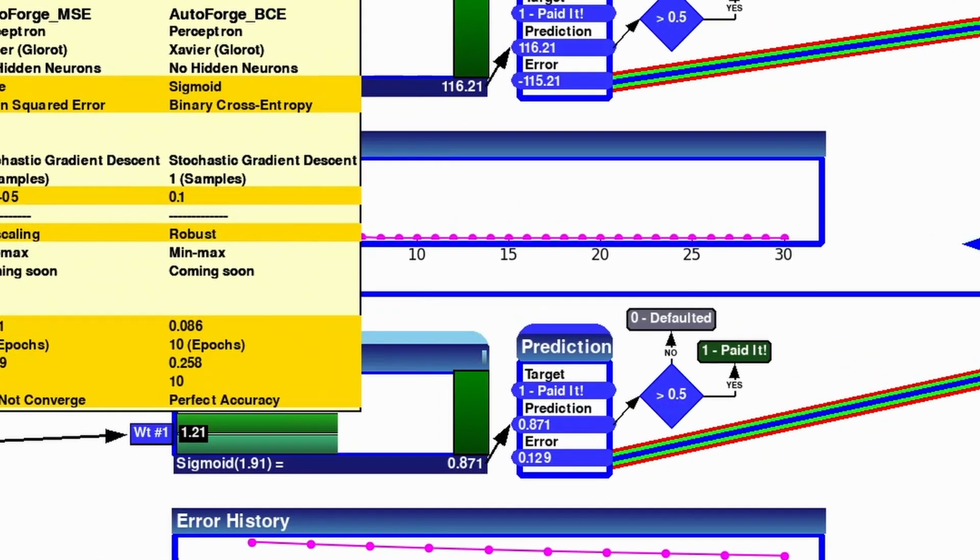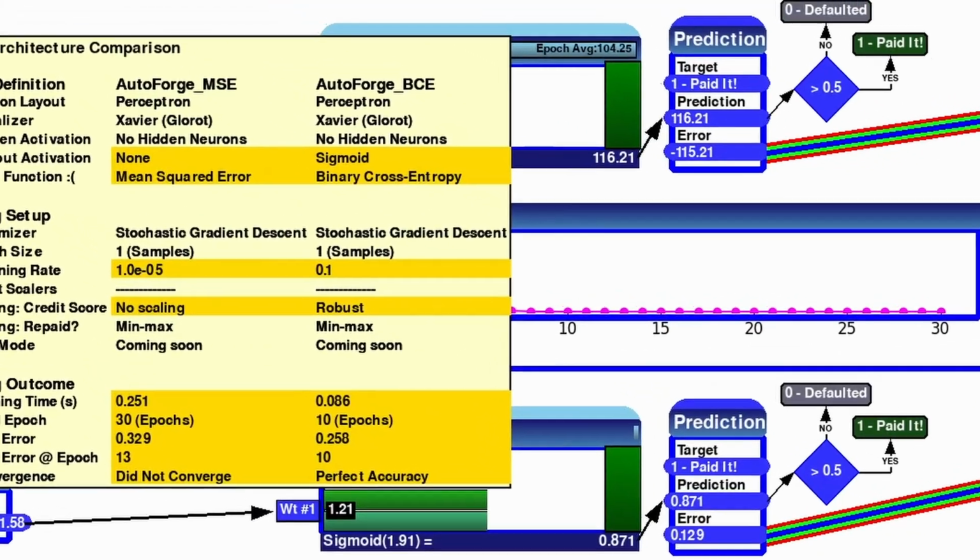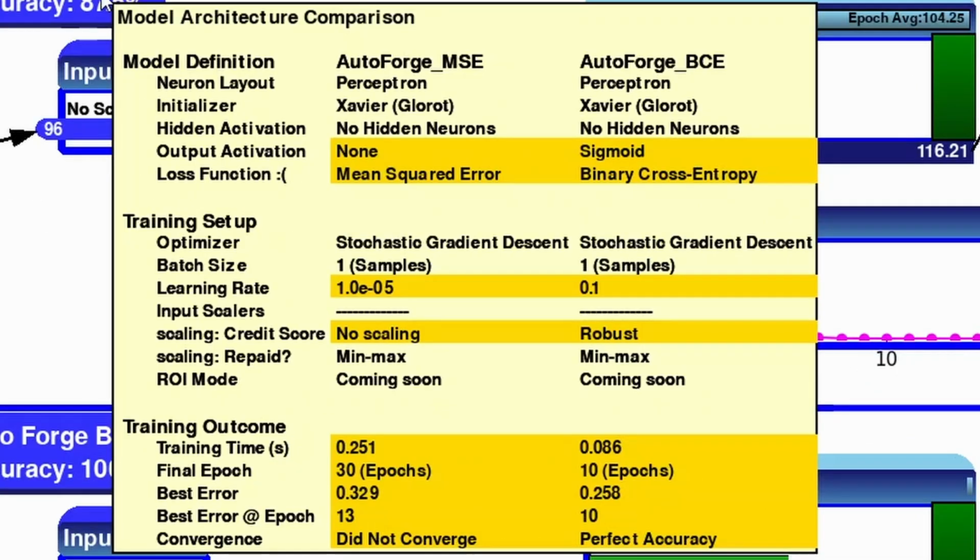But wait, how do I know if these models are actually comparable? Just hover here for the architecture comparison. It shows every difference. No activation versus sigmoid, MSE versus BCE. But wait, it shows a learning rate change too. MSE had 0.0001 and BCE is just 0.1. Why? Well, anytime you change anything in the config, it throws the learning rate off. And it's so easy to get the learning rate wrong. Boo. We like things that are impossible to get wrong.